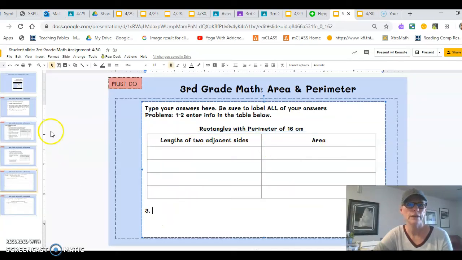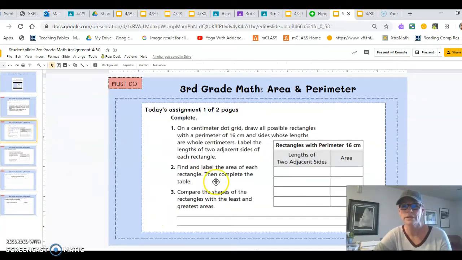Here's number 3, because back up here at this one slide, compare the shapes of the rectangles with the least and greatest areas. This is where it's deeper thinking. If you get stuck, you're welcome to ask me, but it's saying what's different. You're going to have the same perimeter. Why do they all have a different area? We practiced that yesterday too.